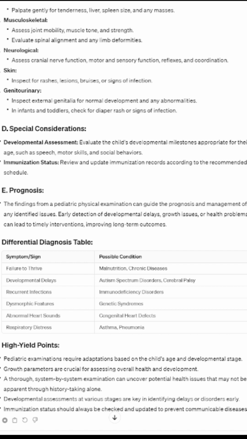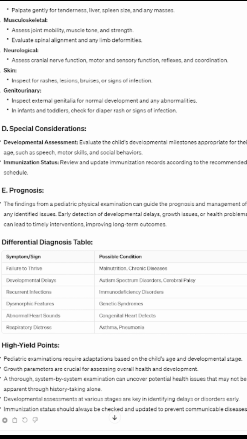E. Prognosis. The findings from a pediatric physical examination can guide the prognosis and management of any identified issues. Early detection of developmental delays, growth issues, or health problems can lead to timely interventions, improving long-term outcomes.